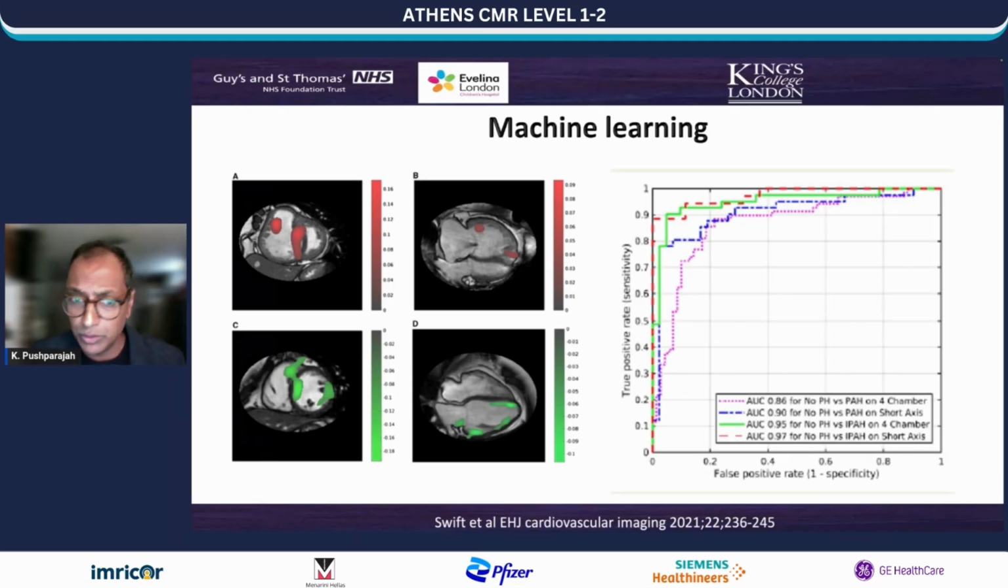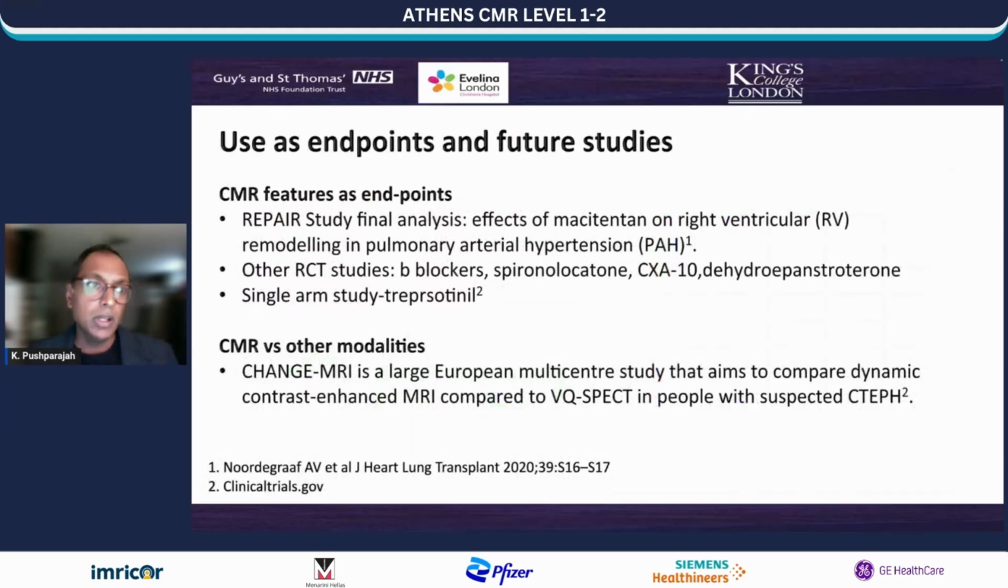because actually I'm always wary of screening tools where we say machine learning is going to help us. If you look at the area under the curve, an area under the curve of 0.86 is really not good enough for a screening tool. You're really going to miss a lot. And what's useful is that we're seeing more CMR features as endpoints in the big studies that are coming through. So people are understanding that CMR is good in this patient cohort.